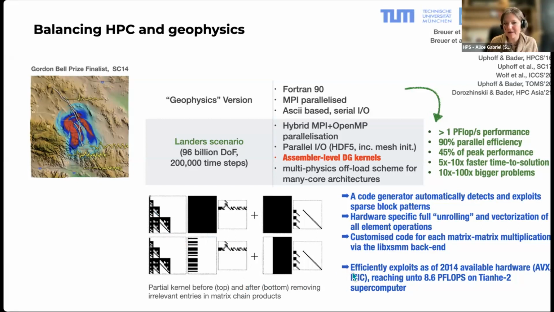And we're doing hardware-specific unrolling and vectorization of these operations, customized for each matrix-matrix multiplication. And in 2014, that was also customized for libxsmm, which is a specific library. We did that because there was no off-the-shelf library that would allow us to optimally compute the kind of operations that we needed in SeisSol for the shape of matrices that we have.